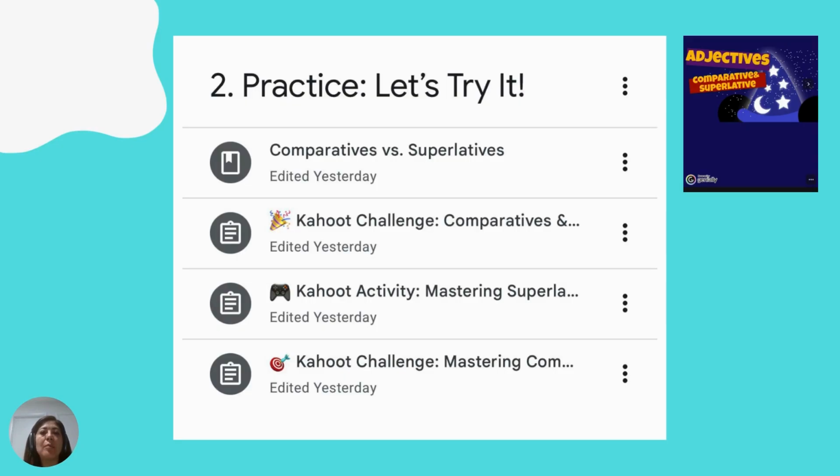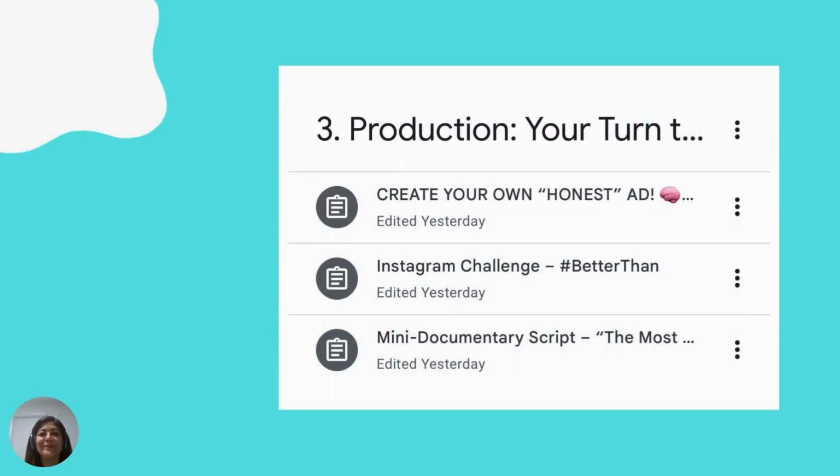Now, in the second part of the lesson, it's time to practice. We develop some activities where the student can go, play, have fun, but also learn and practice what he already learned during the first part of the lesson. We gave our students the time to learn and practice.